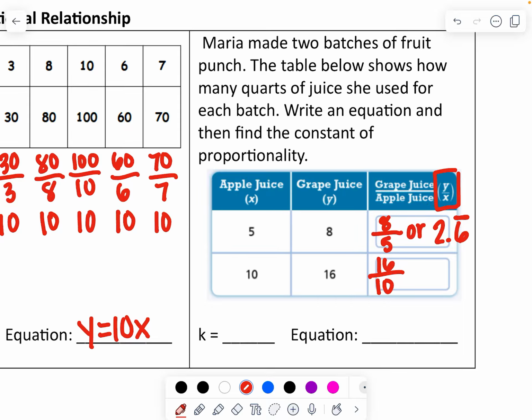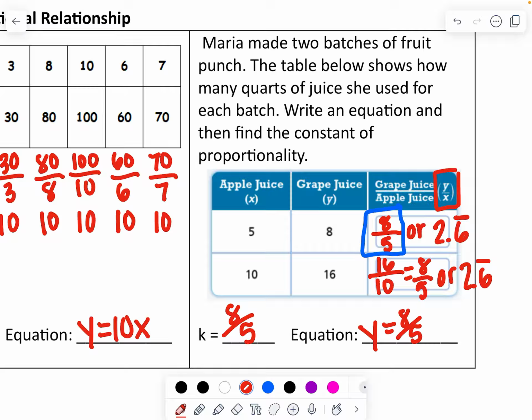And then 16/10, if I simplify that, it would be 8/5, because I would divide them both by 2, or 2 and 6/10 repeating. So the simplified version is 8/5. That's what I'm going to use as my k. You can use the 2 and 6/10 repeating, but if it's repeating, I usually keep it as a fraction. So we'd have our k equals 8/5, and our equation is y equals 8/5 x.